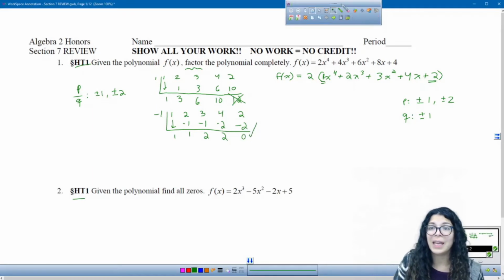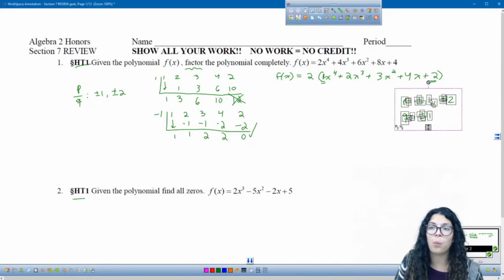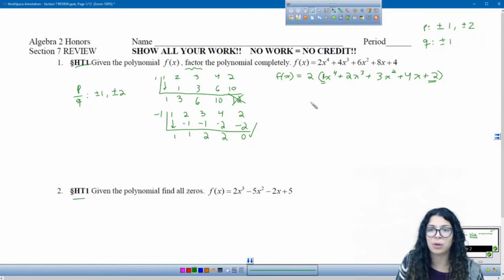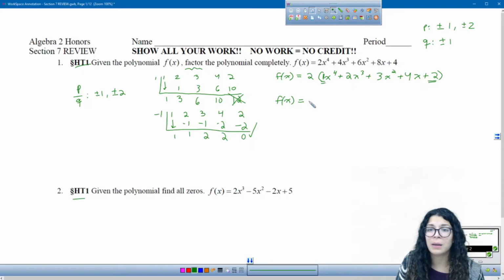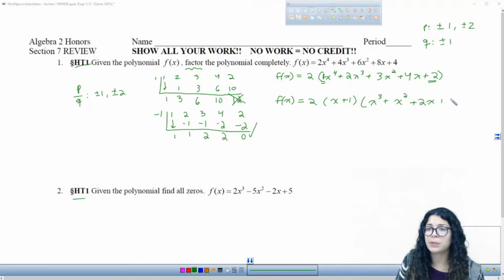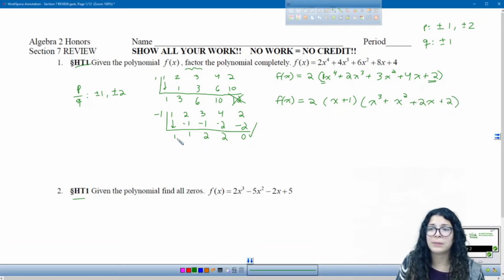-1 is a 0. If -1 is a 0, that means that x plus 1 had to have been a factor, right? So essentially what we did here is we divided by the factor of x plus 1. And the result that we got as a quotient was 1x cubed plus 1x squared plus 2x plus 2. Because remember, when you're doing synthetic division, your result is always 1 less than the power that you started. And then these are the coefficients to each term.